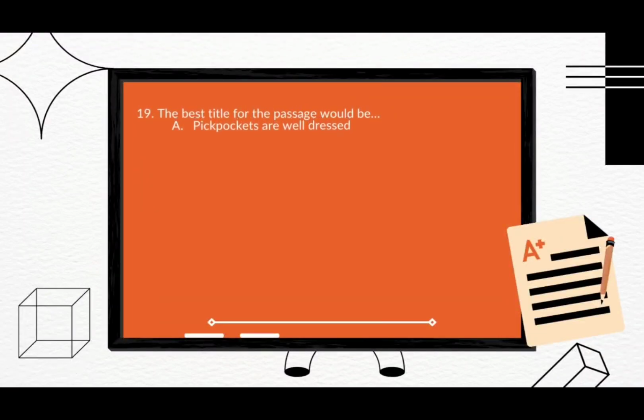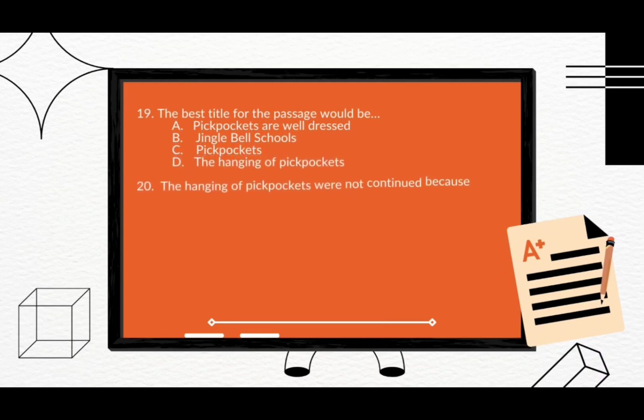19. The best title for the passage would be: A. Pickpockets are well dressed. B. Jingle Bell schools. C. Pickpockets. D. The hanging of pickpockets.